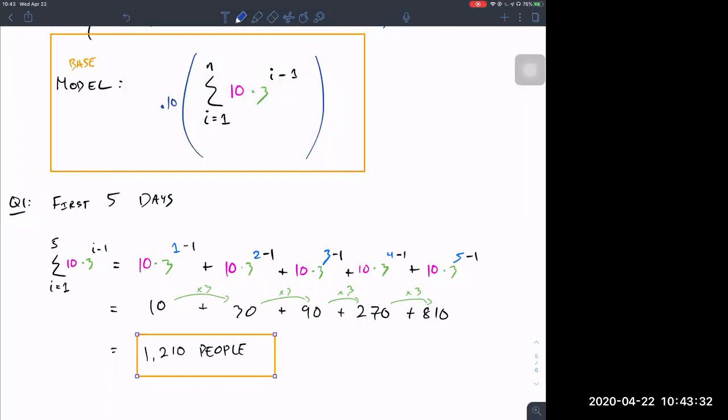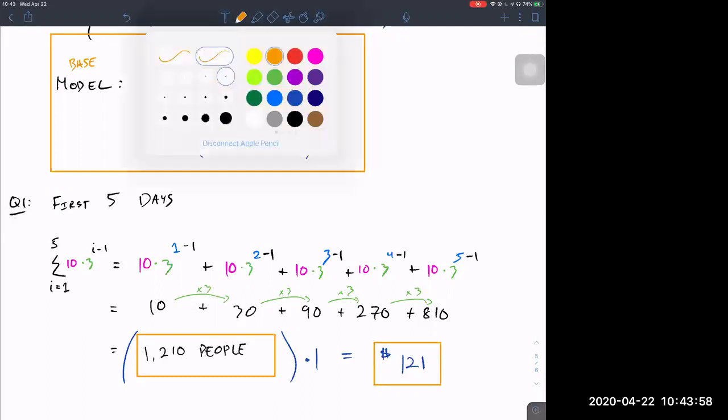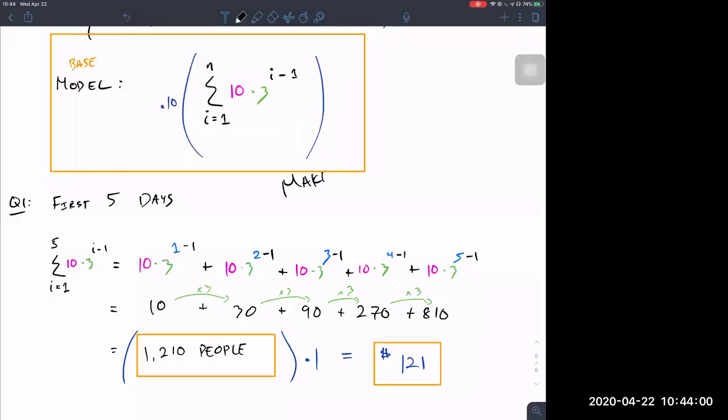You have to multiply this, remember, times 0.1. You multiply this times 0.1, and this gives you how much money was made. In this case, $121. Right? So this is what it looks like, summation style. You got the model here. This thing makes you money, right? Makes you dollar signs. So 1210 people multiplied by how much you're making, 10 cents, and it's $121.